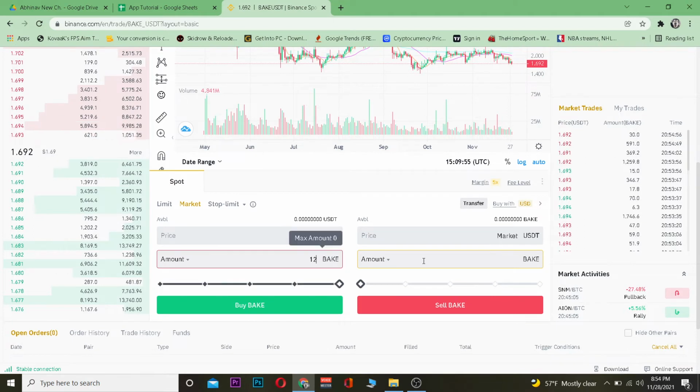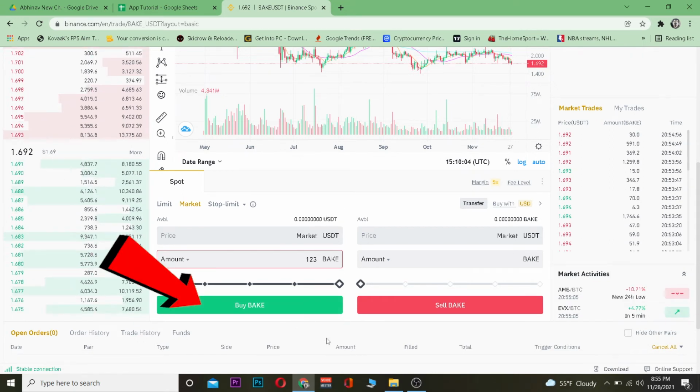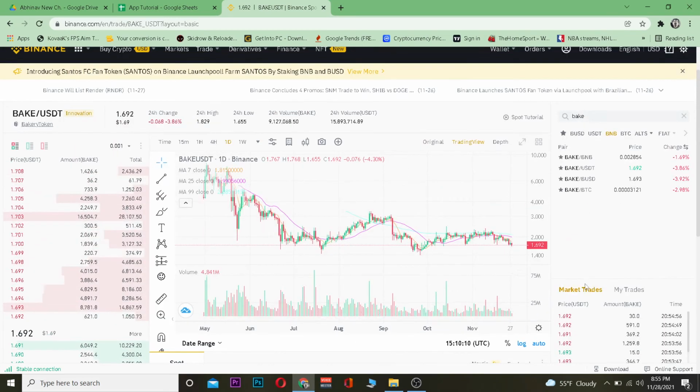And over here, enter the amount of bakery token you want to buy. And yeah, Market means you're going to be buying bakery token at its current price. All right. Just click on Buy BAKE and your bakery token will be bought. That's basically how you guys can buy bakery token in Binance.